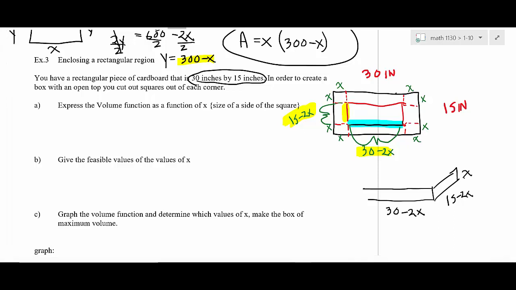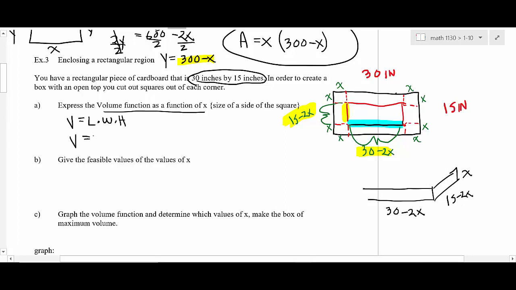Now, the problem says to express the volume of that box. How do you find the volume of a box? There are 3 dimensions. You do length times width times height. So I'm going to go ahead and write the volume as length times width times height. You don't have to write it, you just need to know that.